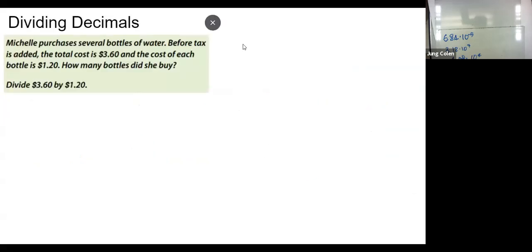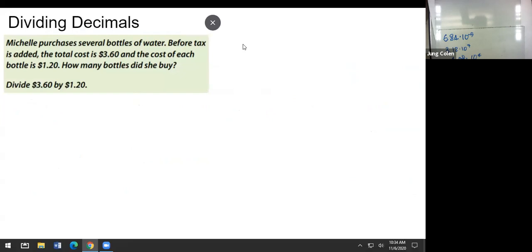Okay. Now let's do some division. Here is a word problem of division. Michelle purchases several bottles of water. Before tax is added, the total cost is $3.60, and the cost of each bottle is $1.20. How many bottles did she buy? How can you find that?